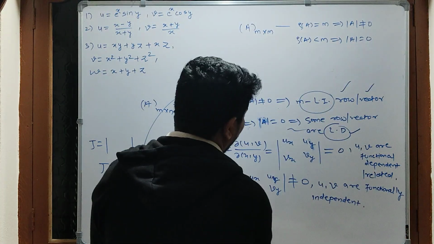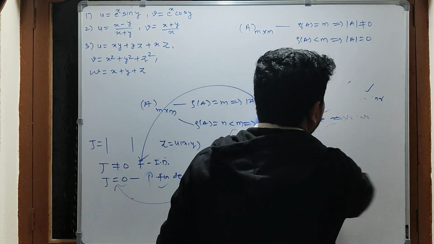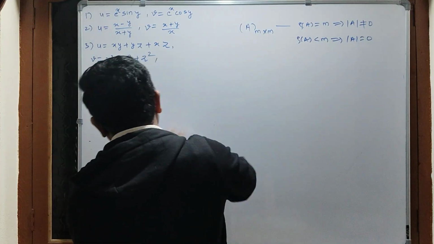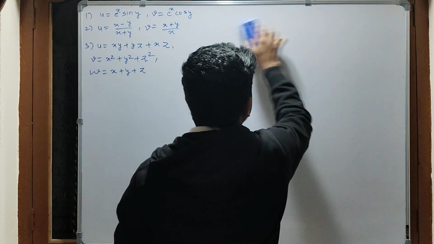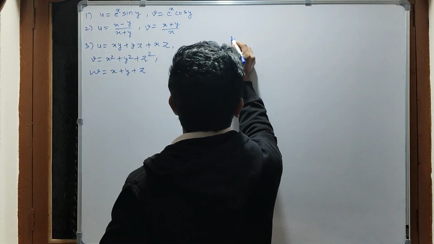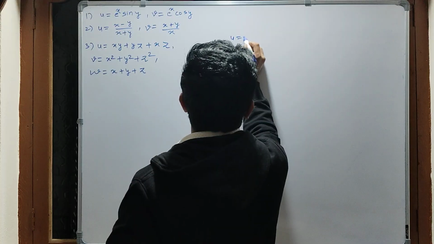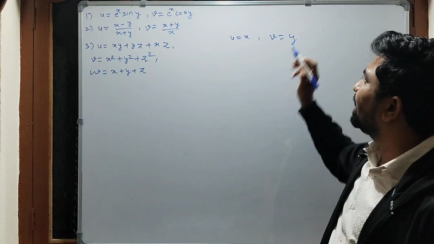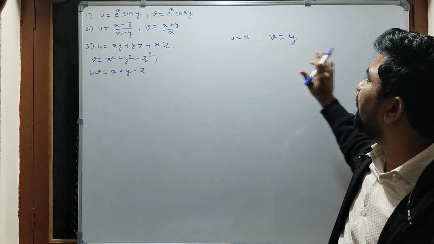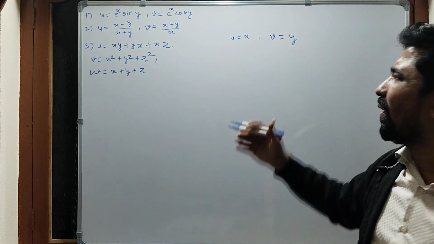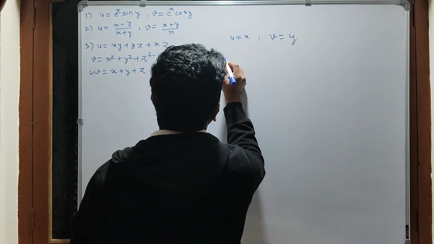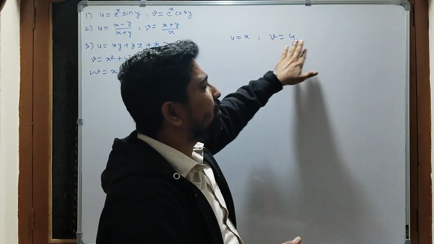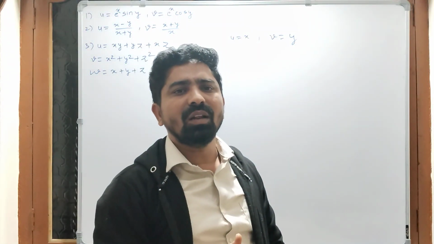Now I want to discuss some problems, so you will get one clear-cut idea. First I will discuss just a normal problem. Let's say I am defining one function u equal to x and v equal to y. Just observe one thing, u equal to x is my x axis and v equal to y is my y axis, just for the sake of understanding. So I want to check these two functions, u of x comma y equal to x and v of x comma y equal to y. Are they functionally dependent or independent?